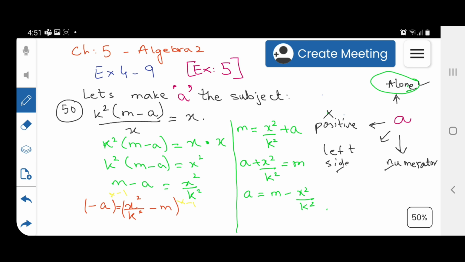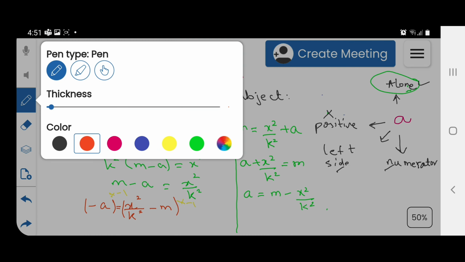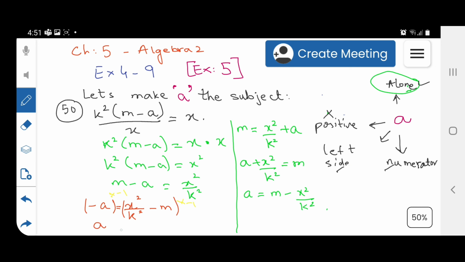multiply on both sides, so it will become positive a equals negative x square upon k square plus m, because minus 1 will multiply and change the sign of all the terms. So see, we are getting the same thing, just write m here and x square upon k square here. So both of the methods are correct.